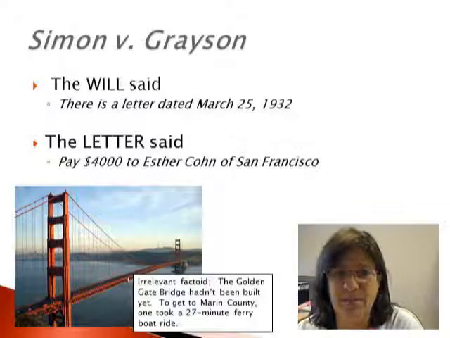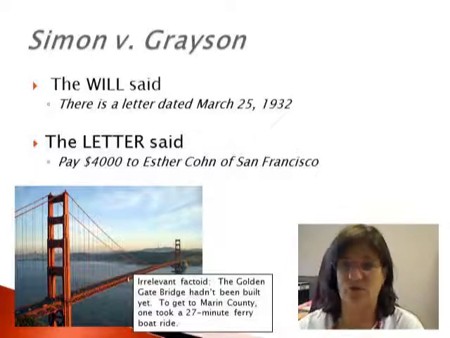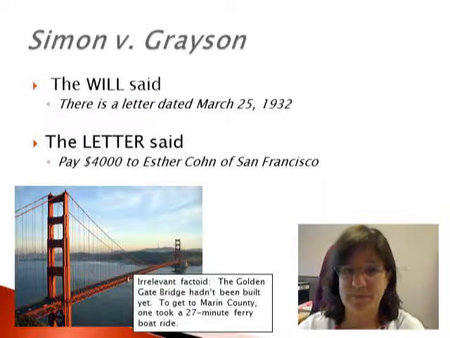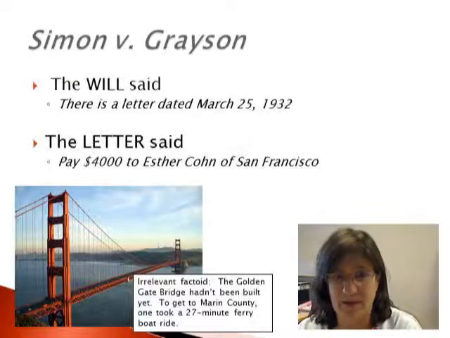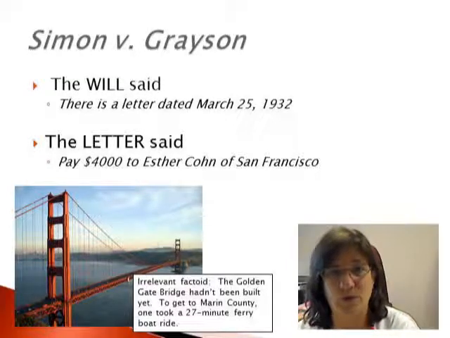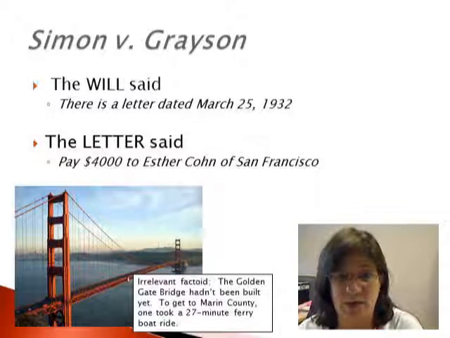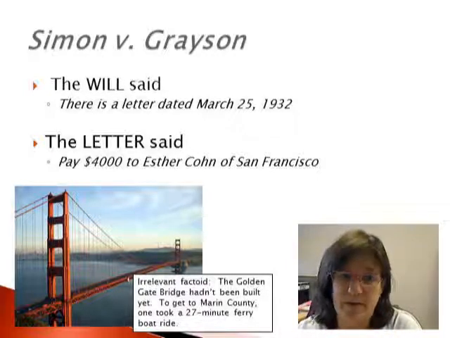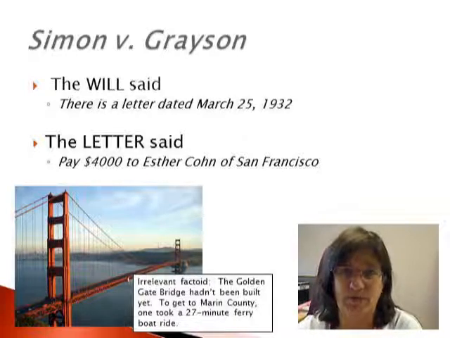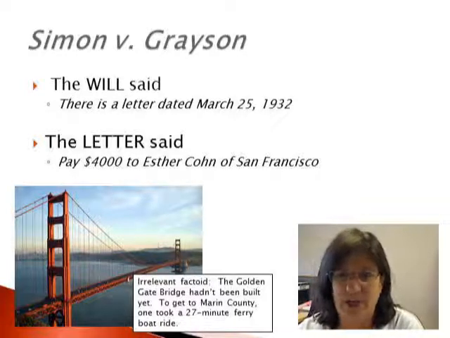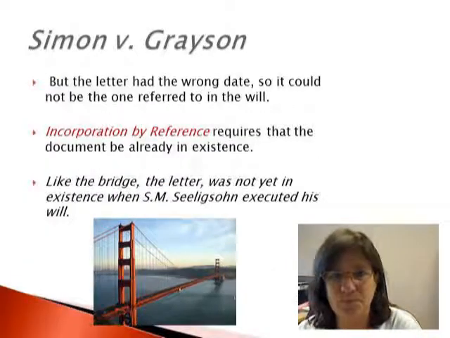Anyway, the will said, there is a letter dated March 25th, 1932. And the letter said, pay $4,000 to Esther Cohn of San Francisco. Just so you can see it, that's the Golden Gate Bridge, because this was San Francisco. I couldn't find pictures of the people. The bridge actually hadn't been built yet. They were about to start building it at this time.